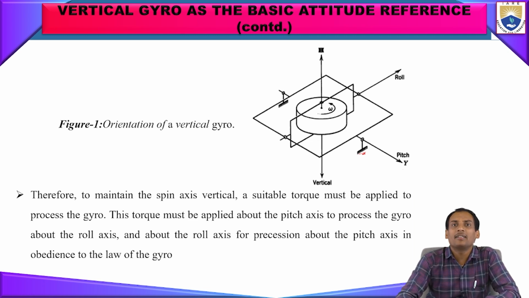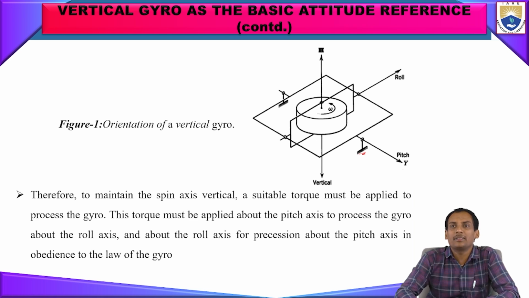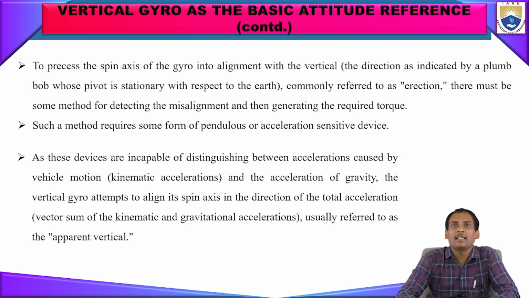Here you see the torque is applied to the pitching axis to precess the gyro about the roll axis. That means if torque is given to the pitching axis, the roll axis also will rotate. And about the roll axis, for precession about the pitch axis, in obedience with the law of gyro. So to precess the spinning axis of the gyro into alignment with the vertical, that is indicated by the plumb bob, whose pivot is stationary with respect to the earth.